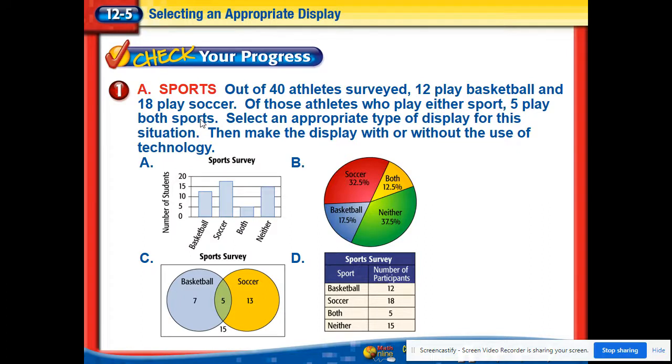5 play both sports. So there's only one type of graph here that shows the ability to do some overlap, and that's this Venn diagram down here. So when you have that kind of an overlap that you're comparing different sections together, that's when you want to use the Venn diagram. So that's this one here.